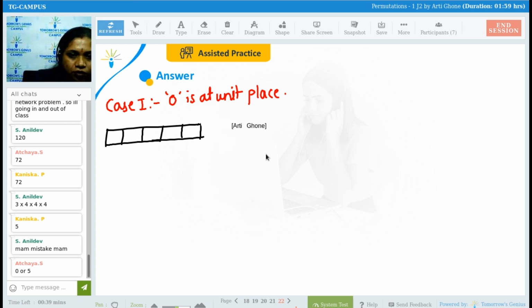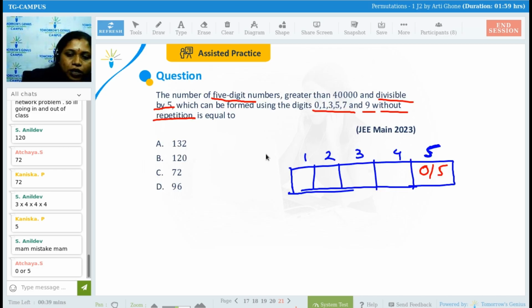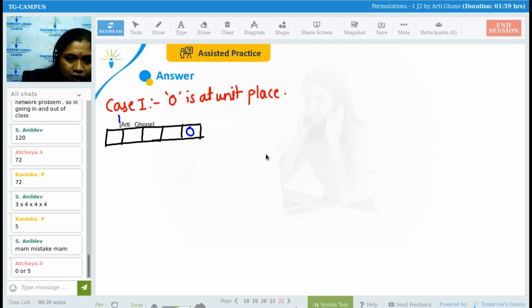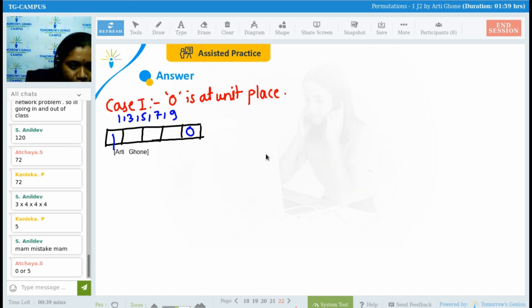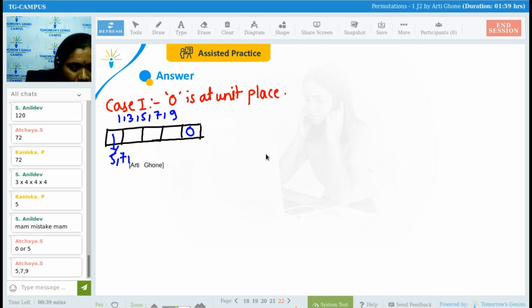I am just blocking 0 over here. Clear? Now if I block 0 over here, what are the digits left with us? 1, 3, 5, 7 and 9. Clear? Now what are the digits we can place at the first place, the ten-thousands place? Greater than 4 is allowed. So we have either 5 or 7 or 9. Clear? Okay.